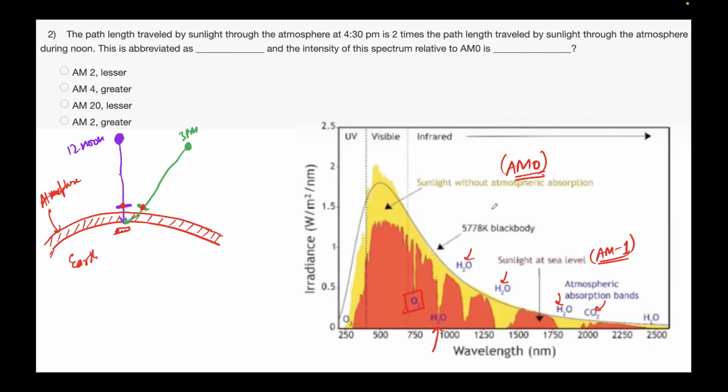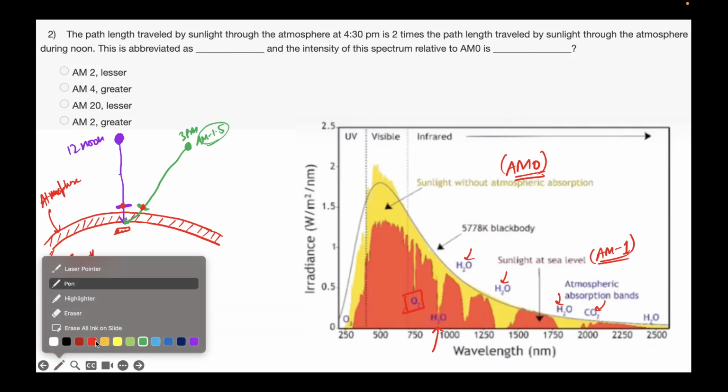This is the reference. Now let's say at 3 p.m. you must be traveling, let's say, 1.5. I don't know what the number is, but these can be calculated. Let's say this is AM1.5. The question says that at 4:30 p.m. we have now gone even further, right? So let me draw in not red but orange.